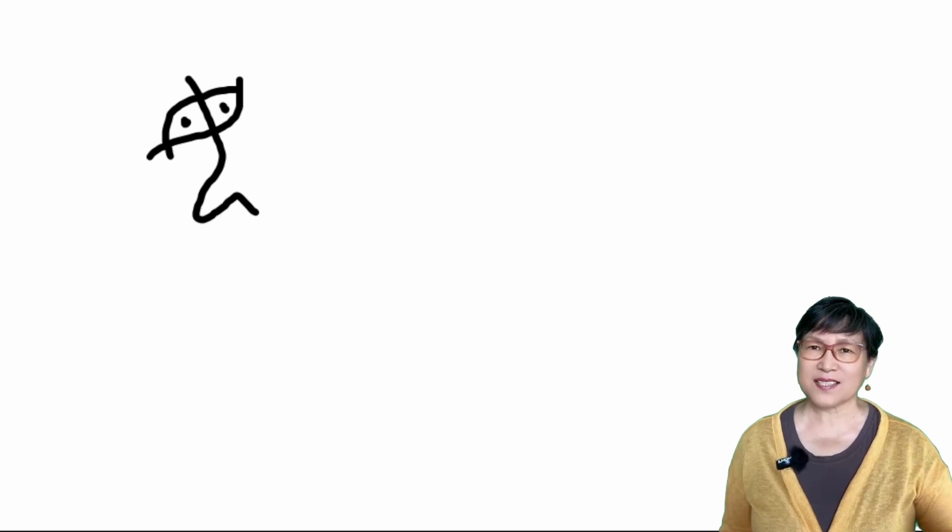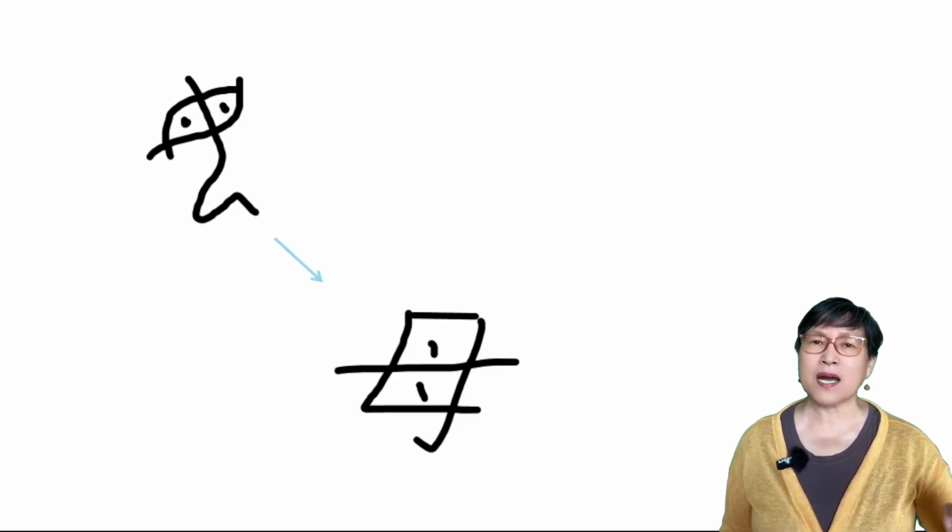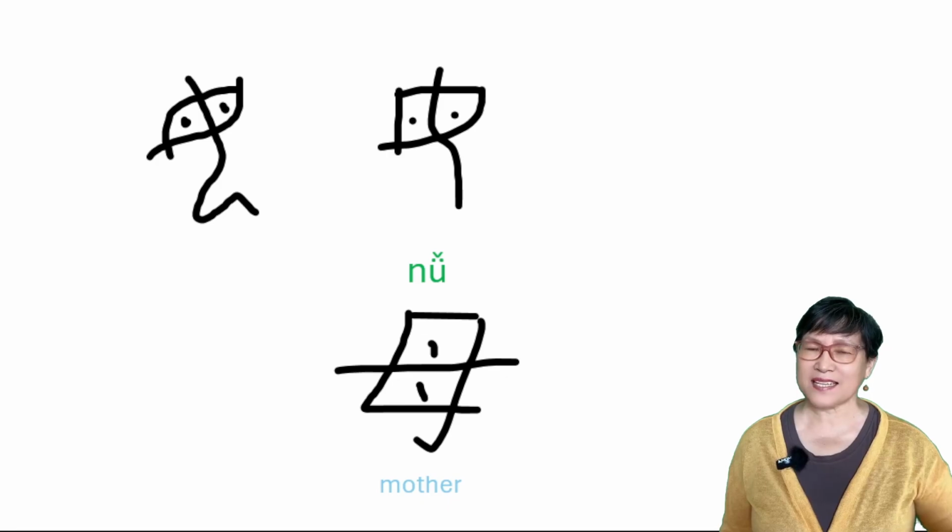When two dots were added to female, the character became 母, meaning mother. The two dots represent a woman's breasts, emphasizing her role as a mother. Like 女, 母 also evolved through several stages of writing before reaching its modern form.